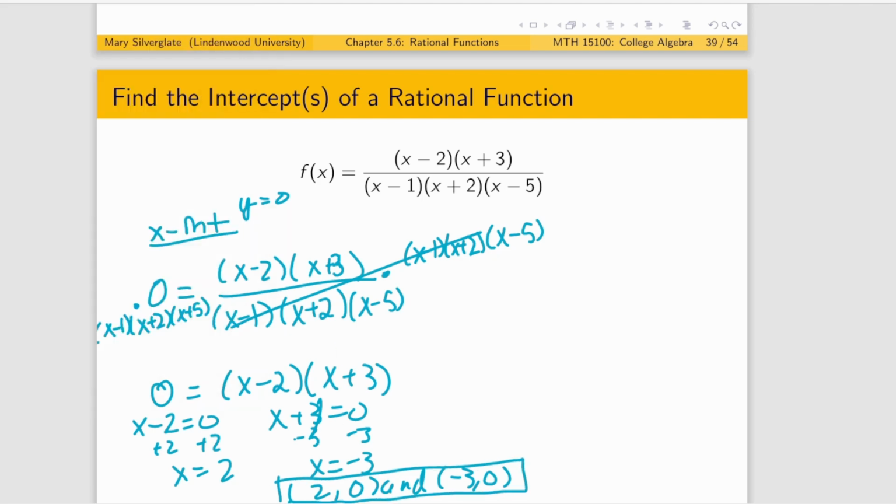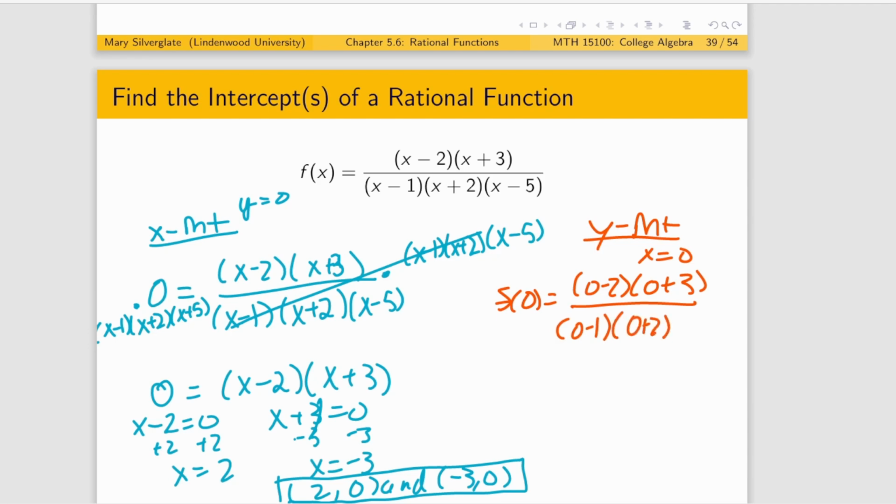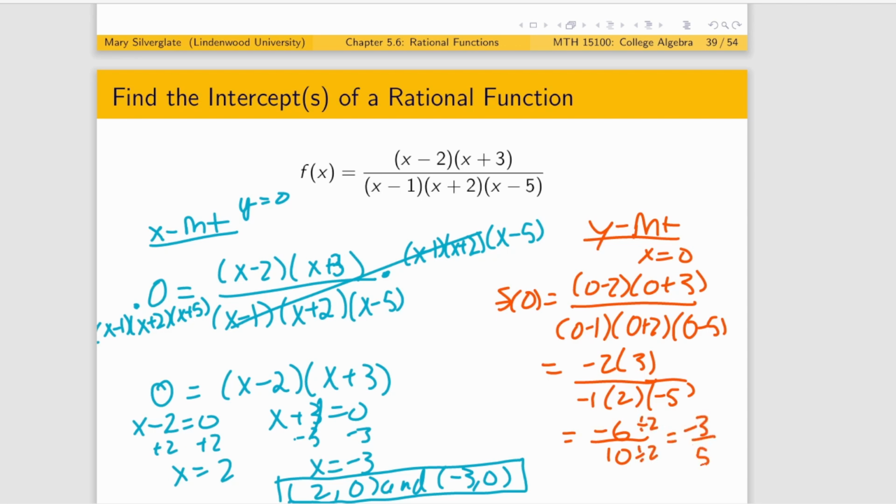For the y-intercept, you want to plug in x is equal to 0. So you find f of 0, so that would be 0 minus 2, 0 plus 3, over 0 minus 1, 0 plus 2, 0 minus 5. So that's negative 2 times 3, over negative 1 times 2 times negative 5. Negative 2 times 3 is negative 6. Negative 1 times 2 is negative 2 times a negative 5 is positive 10. You can divide both the top and the bottom by 2 for negative 3/5. So (0, negative 3/5) is your y-intercept.